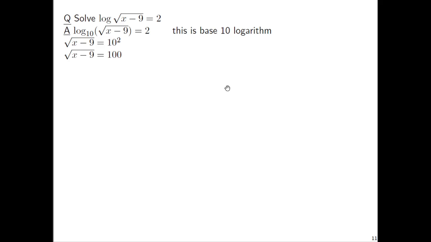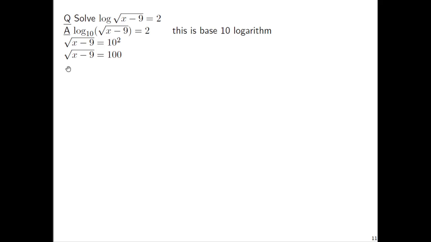10 to the 2 means 10 times 10. Right? So make sure that the right side is 100, not 20. 10 to the 2 is different than 10 times 2. So it's important to say this. Say 10 to the 2, or say 10 squared. People want to say things like 10 2, and we'll get in trouble.